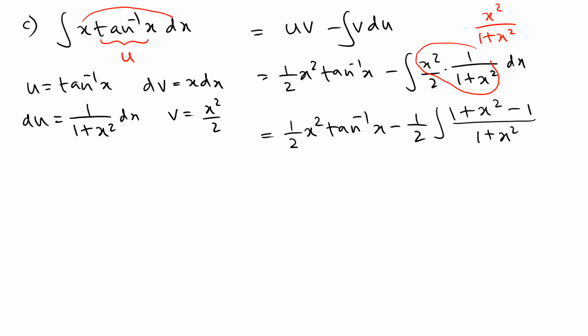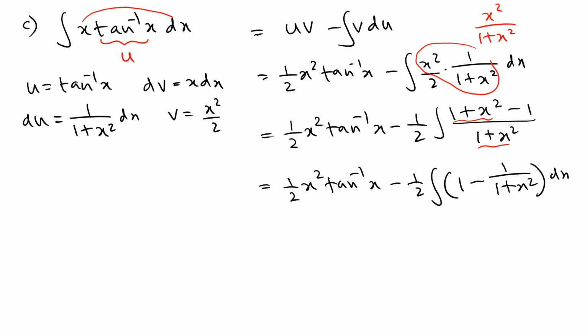Now you can separate. You can see this term and that term is the same. So if you divide, it's 1 minus. So we can write this one as 1/2 x squared tan inverse x minus 1/2 times the integral of 1 minus 1 over 1 plus x squared dx. Now you can see that this is 1/2 x squared tan inverse x minus, if you integrate this one, this is x, and then minus this is tan inverse. So that's a minus minus, so it's simply plus tan inverse x, plus c.